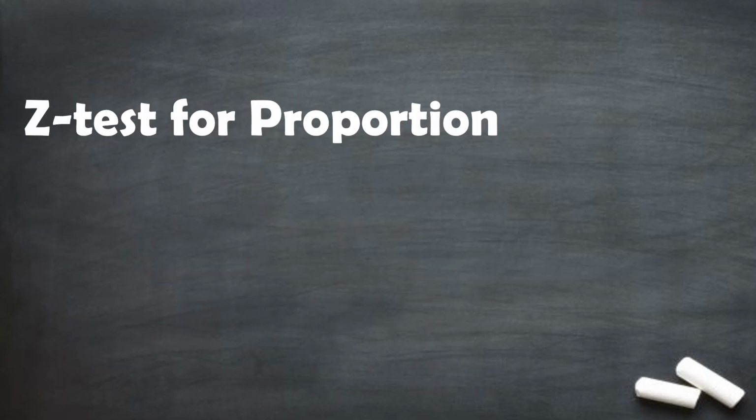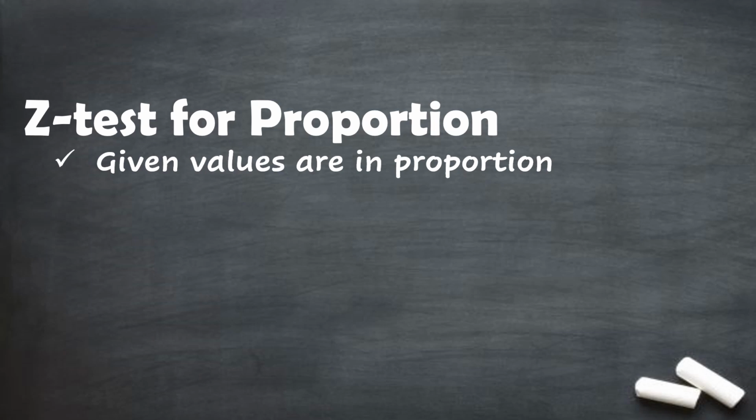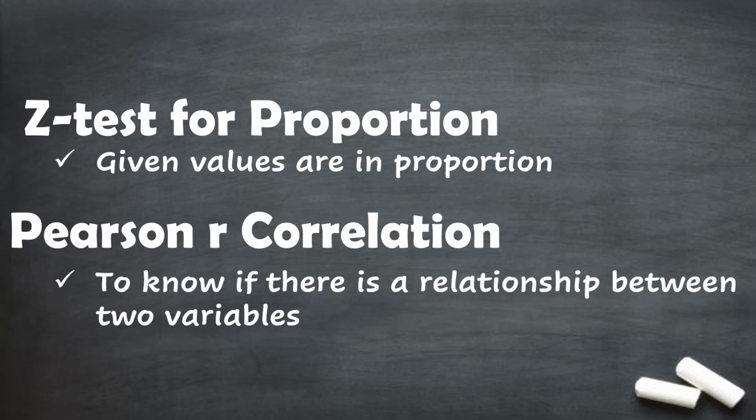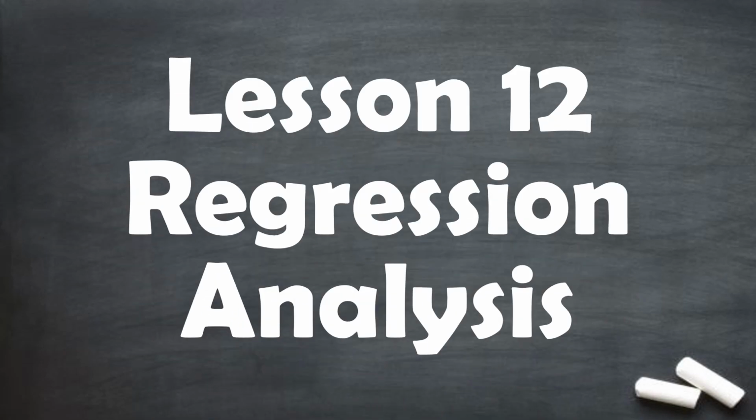Third statistical test is z-test for proportion. You have to use z-test for proportion if the given values are in proportion. Next is Pearson-R correlation. We use Pearson-R correlation if you want to know if there is a relationship between the two given variables.